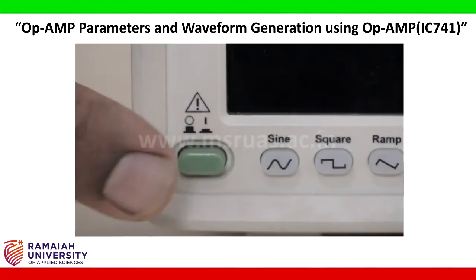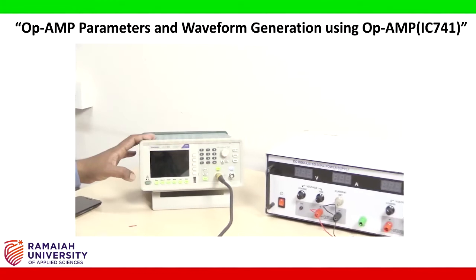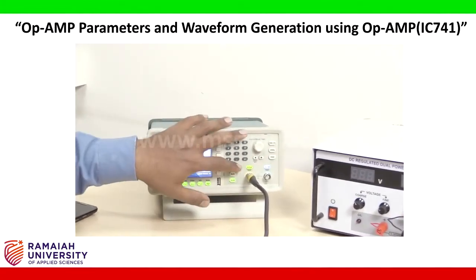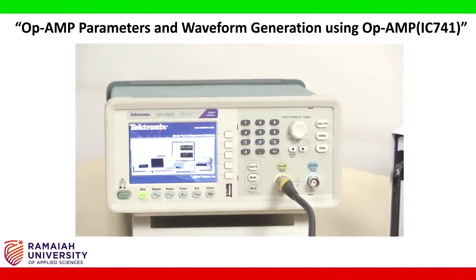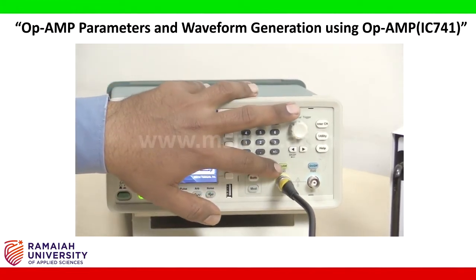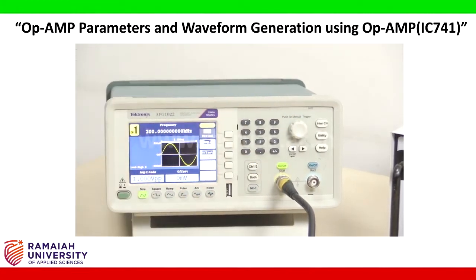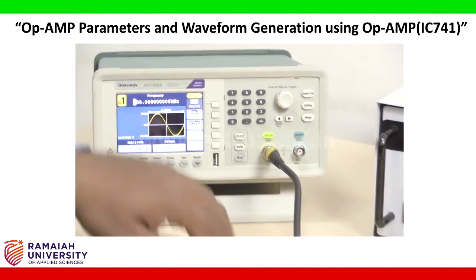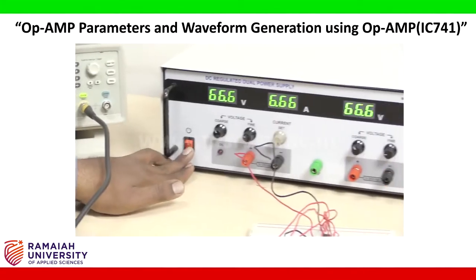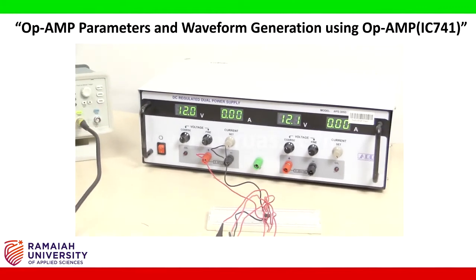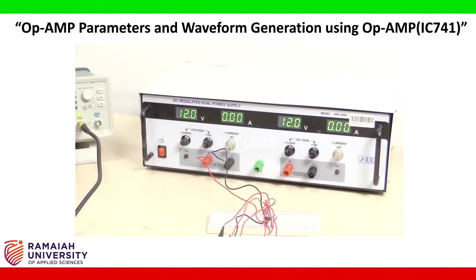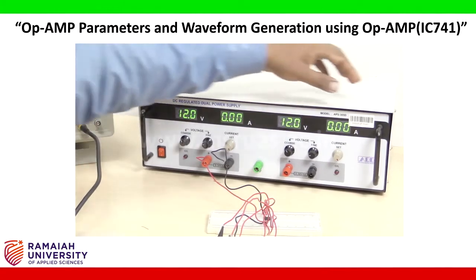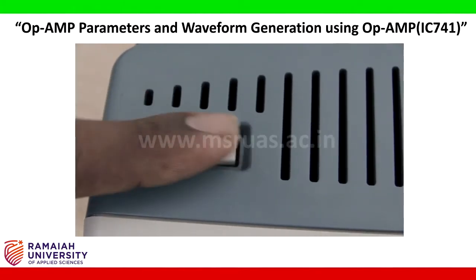So now you switch on the input signal generator and you switch on the terminal 1 to generate a waveform. You switch on the DC regulated power supply and that will be set to some 12 volt and you switch on the output device.